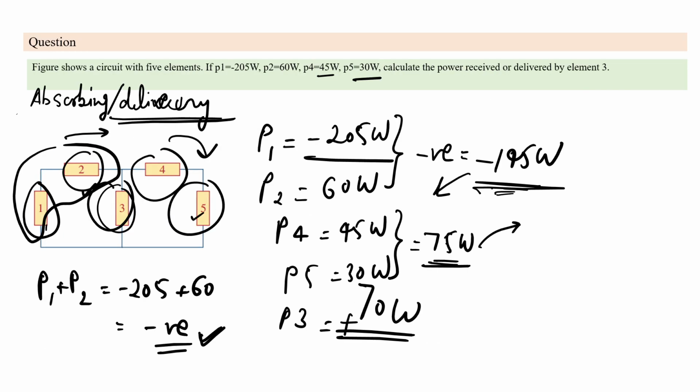Okay, so moving ahead, we will see the second question. The second question is related to some powers that are given, P1, P2, P4 and P5. You have to find out what is the power received or delivered by element 3. I'm giving you a few minutes to solve this question. Let me know when you have done.